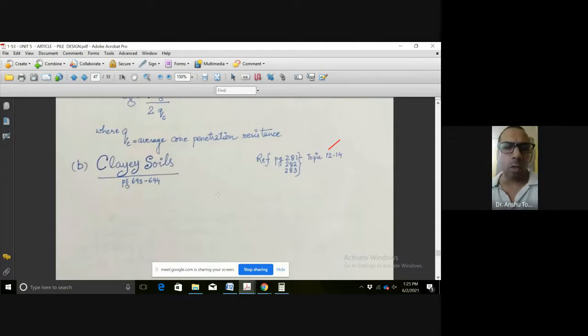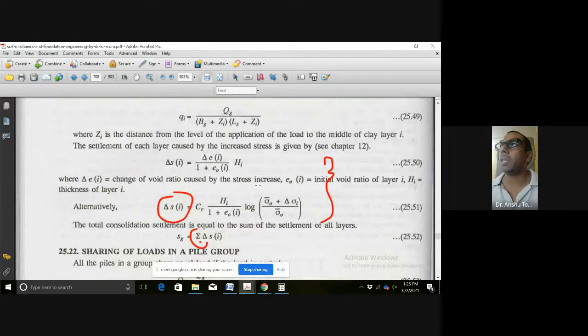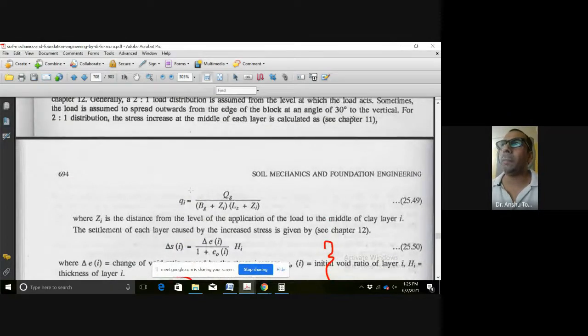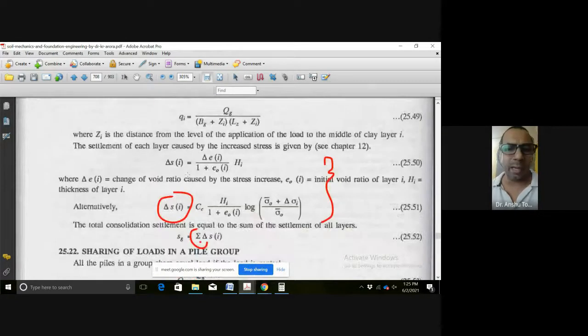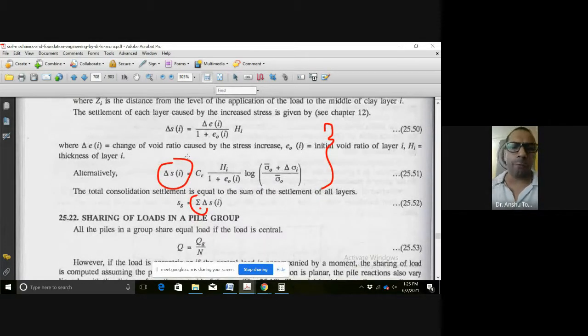We are going to solve one particular numerical on this also. So you won't be able to go to this page, page number 281. But kindly go through page 708, where the bearing capacity and the settlement of the individual layers is being discussed based upon the void ratio, the change in the void ratio from one layer to another layer.